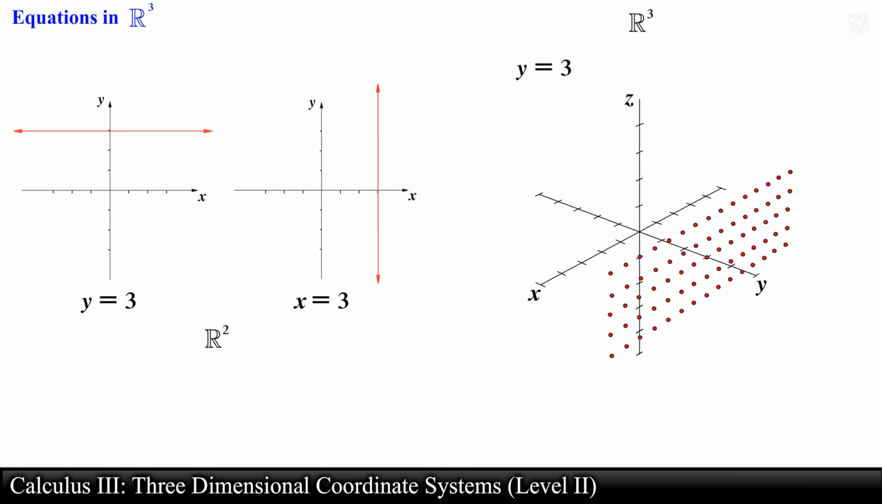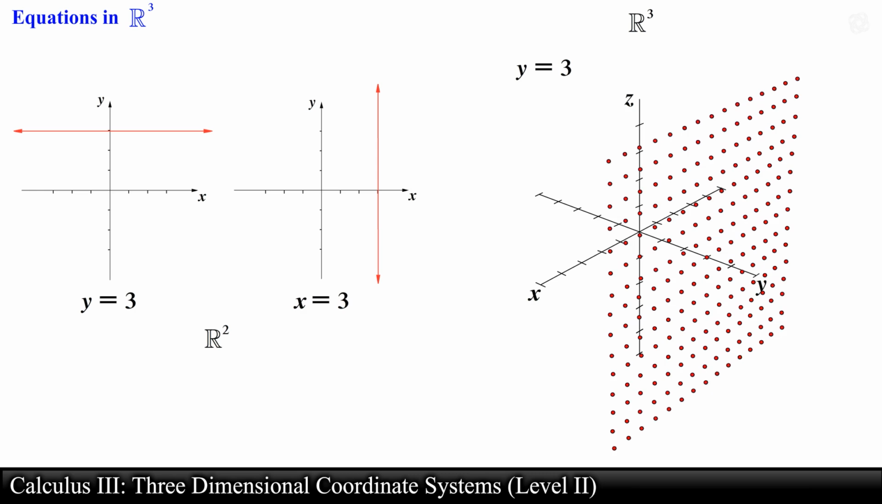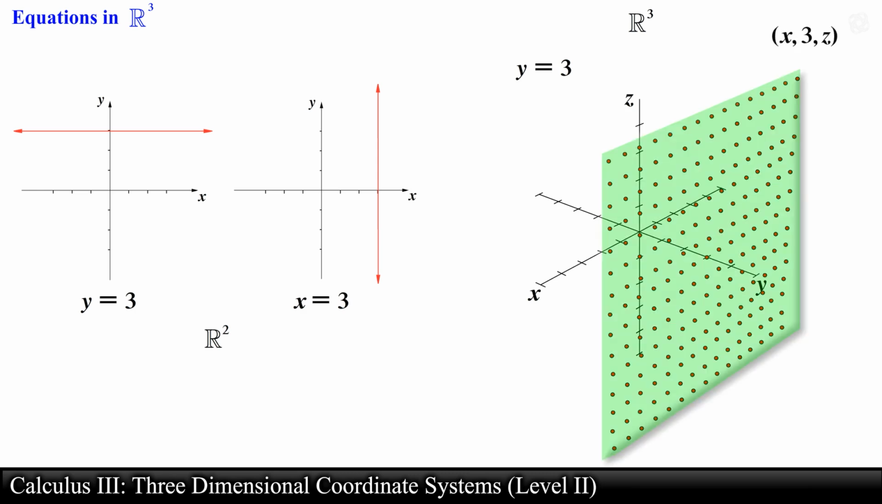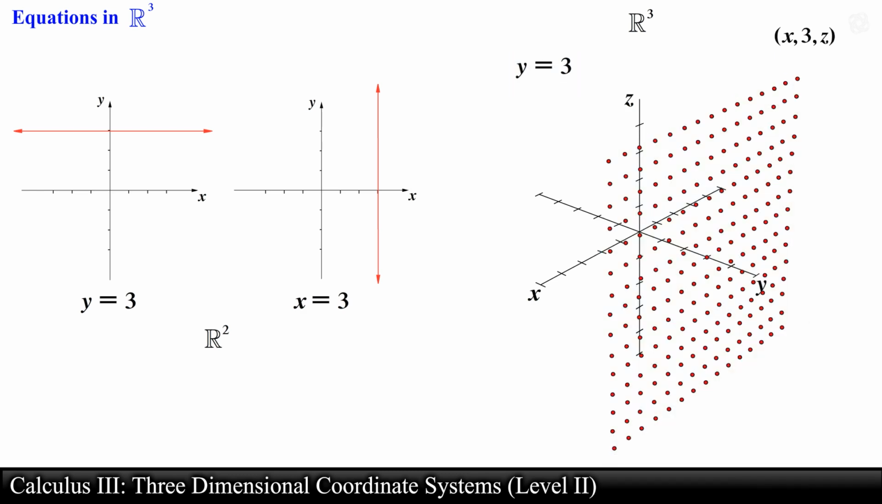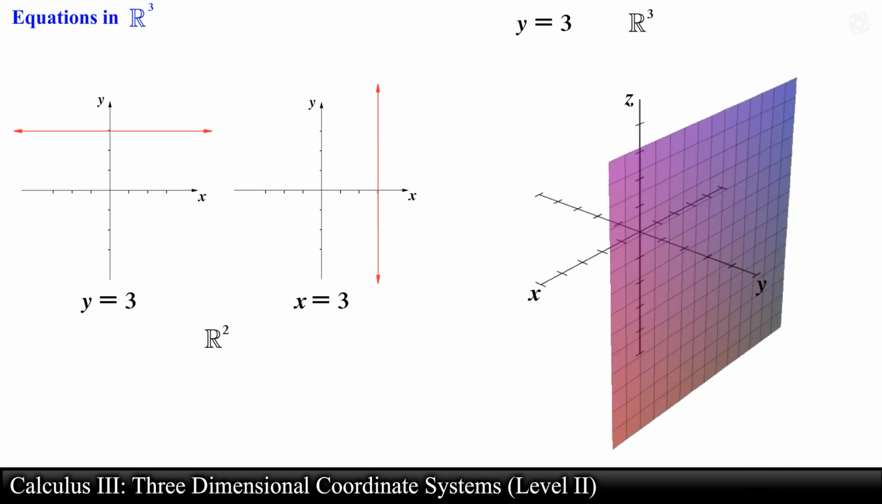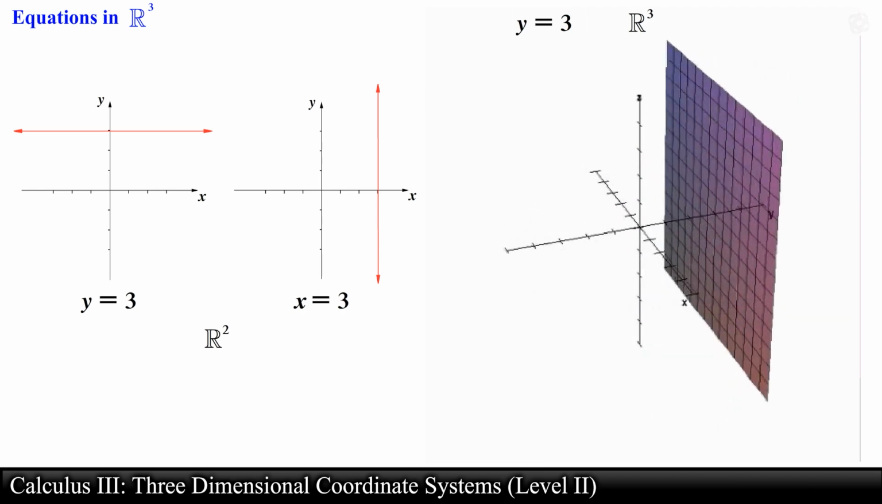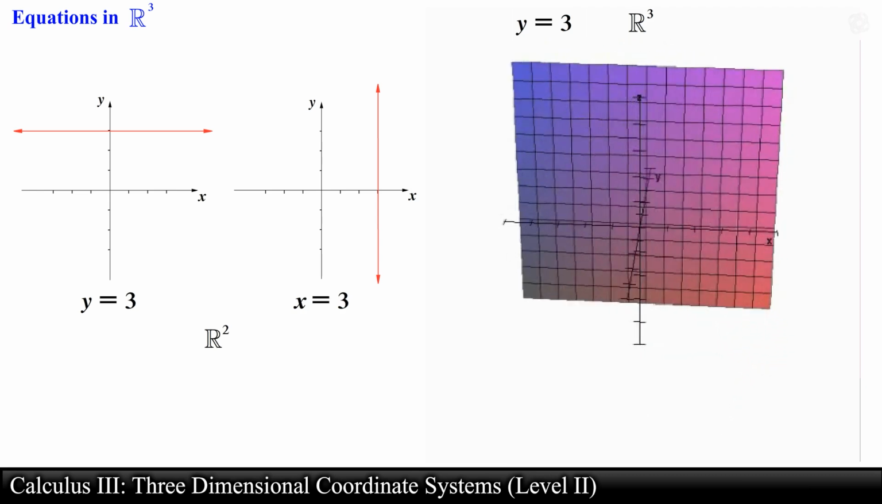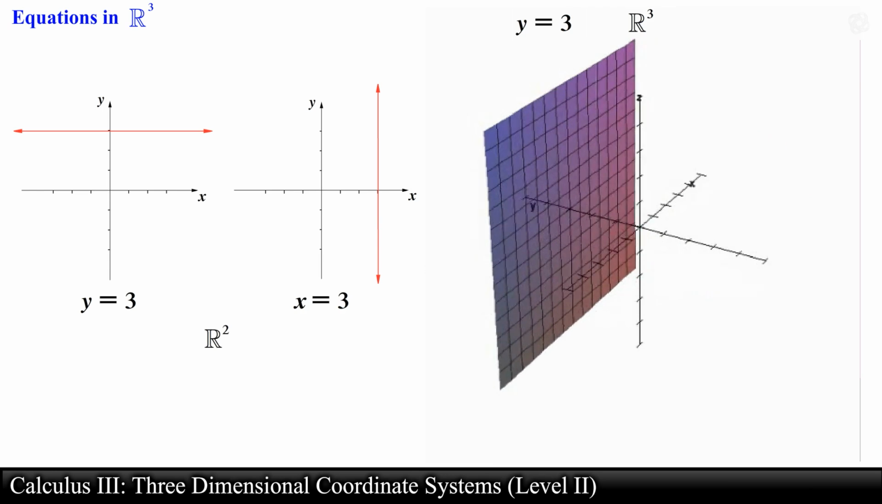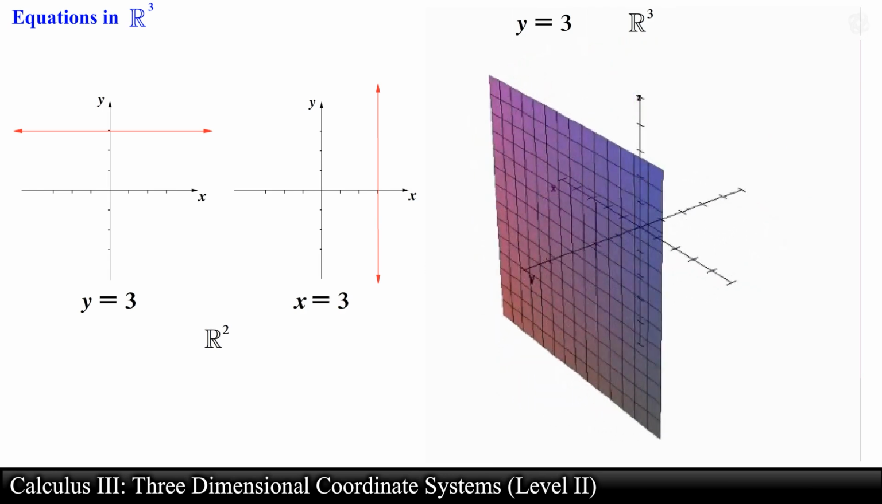As a consequence, the following points are also part of the set of the equation y equals 3 in R cubed. These points represent the various values which include the z-coordinate. So all these points are also points that are generated by the equation y equals 3. Once again, in theory, we have an infinite number of points, so we usually connect all these points with a surface. In this case, the equation is represented by a plane. It's essentially a sheet of paper that is parallel to the xz plane, and is also perpendicular to the y-axis.